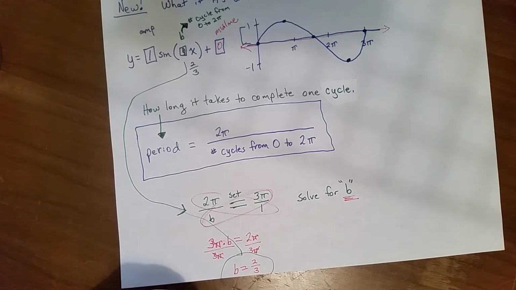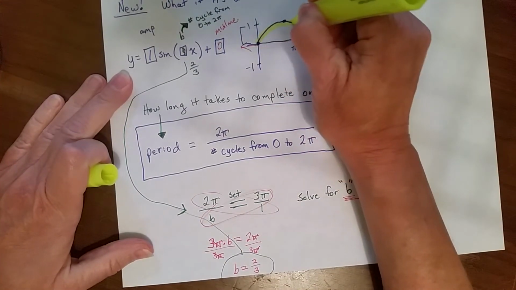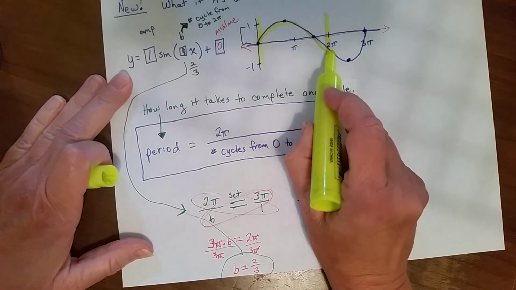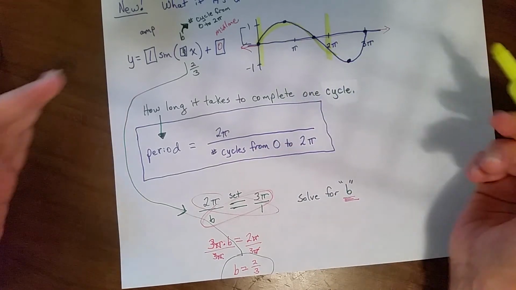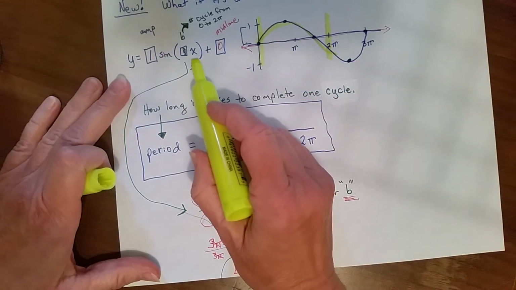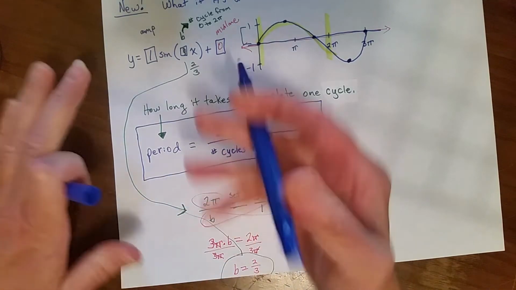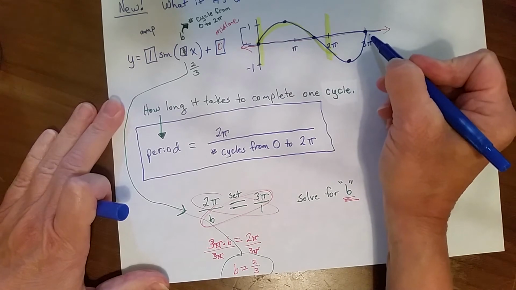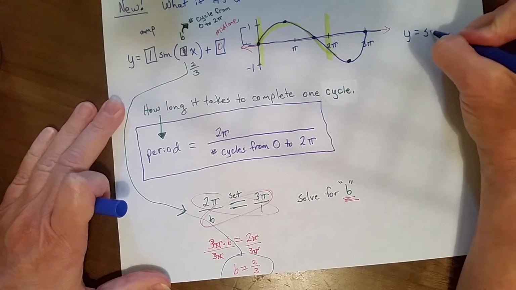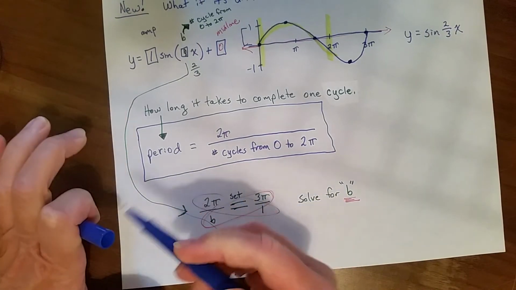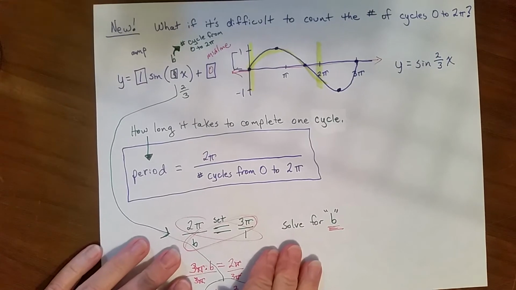And if we look back here, from 0 to 2 pi, we do this much of a cycle. Here's 0 to 2 pi. We do that much of a cycle. So it sure looks like we do 2/3 of a cycle from 0 to 2 pi, and we do 2/3. So this graph would be y equals sine 2/3 x.